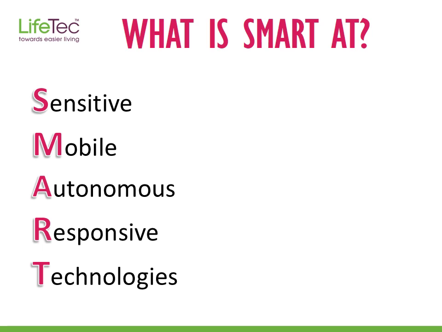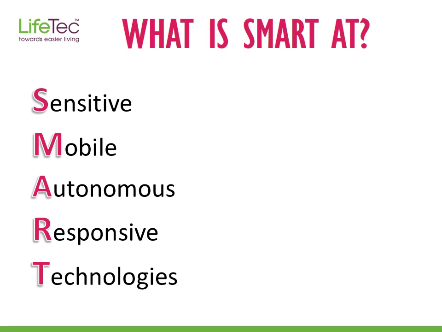Technologies covered in this webcast were selected based on the definition of Smart Assistive technology as having one or more of the following four features. Firstly, sensitive. So using sensors or a range of mechanisms to gather information in the environment. Mobile. The ability for carers or users to move freely and easily in locations remote from where that device is functioning.